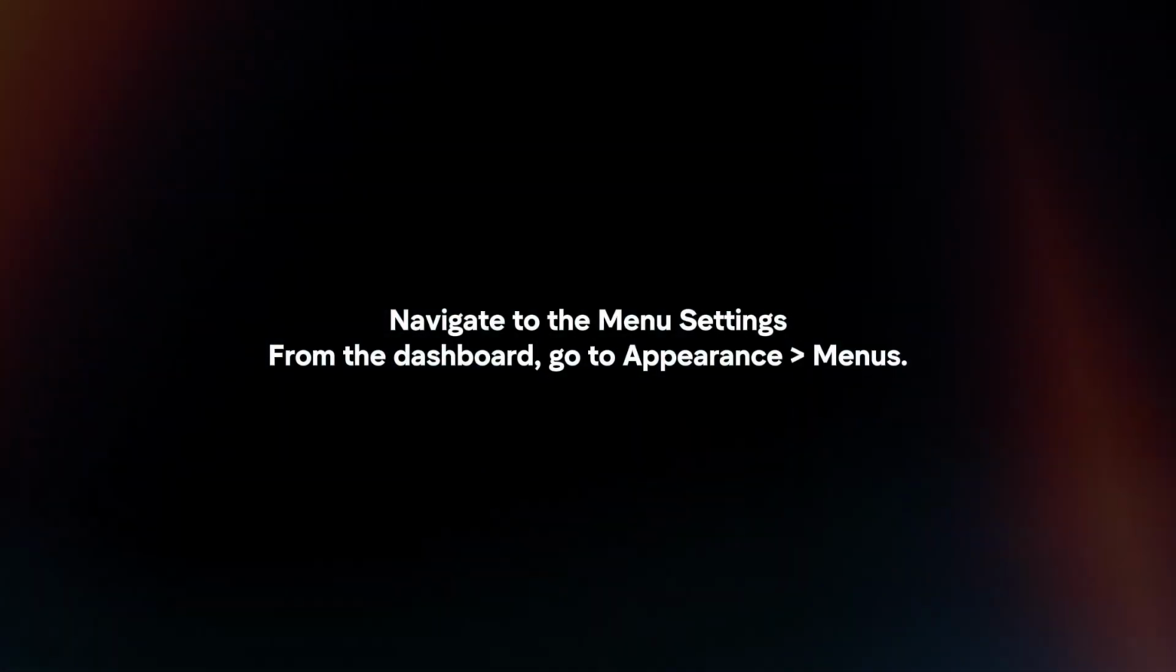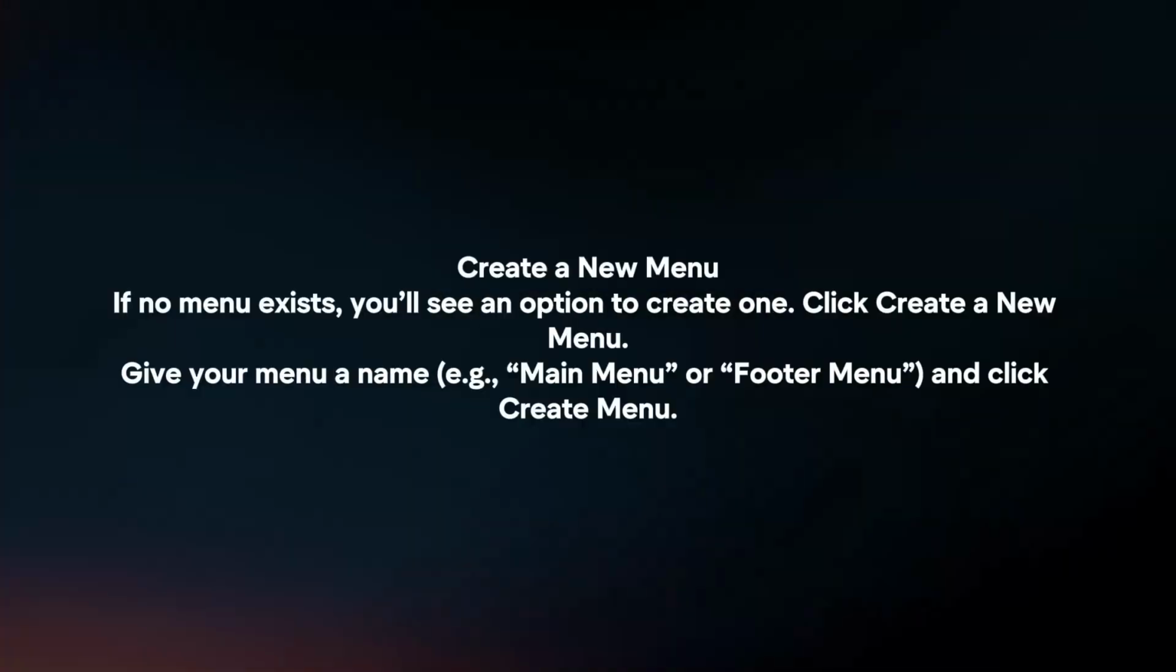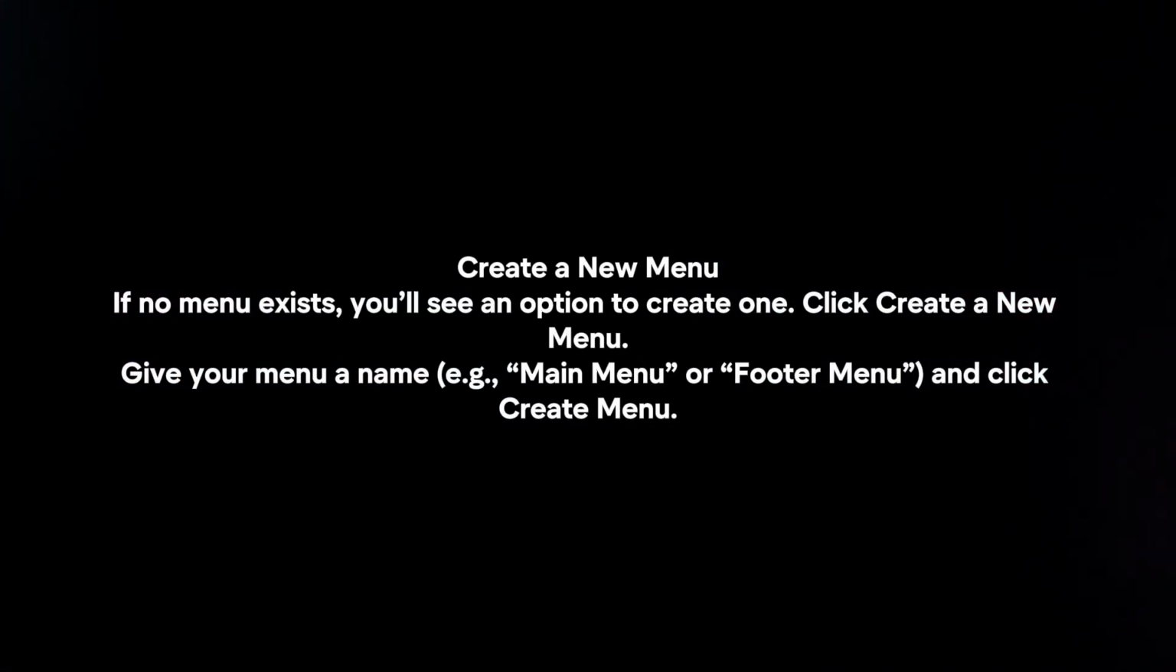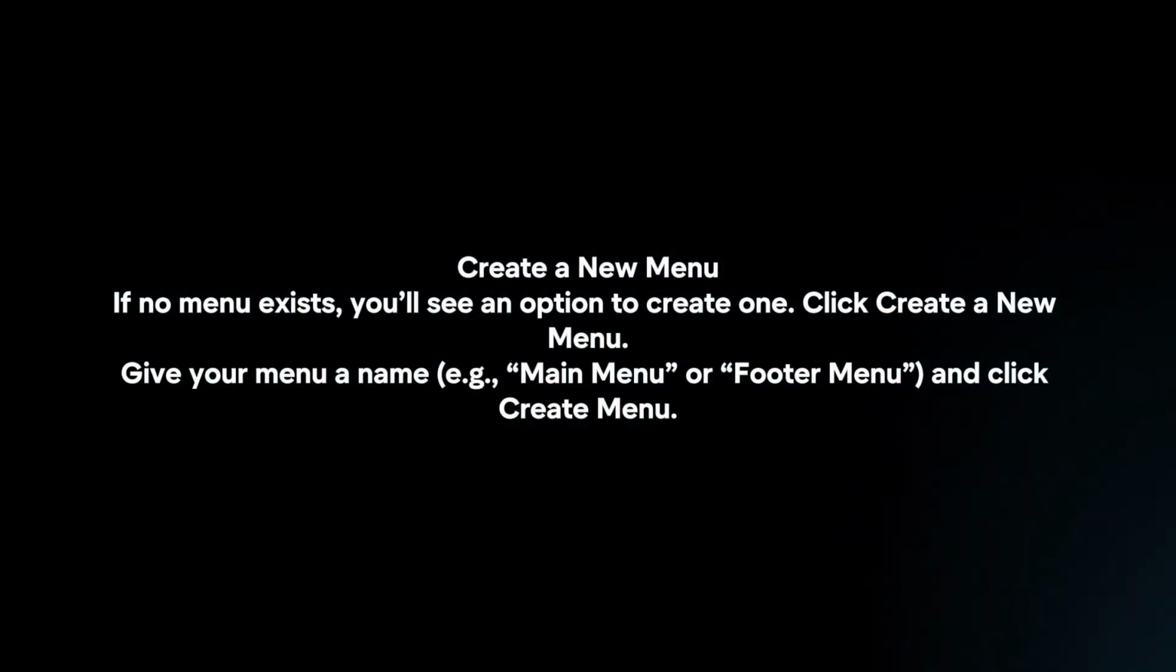From the dashboard, go to Appearance, Menus. Create a new menu. If no menu exists, you will see an option to create one. Click Create a new menu. Give your menu a name and click Create Menu.